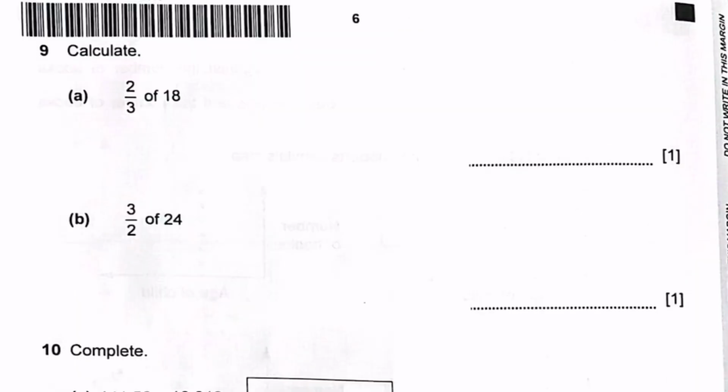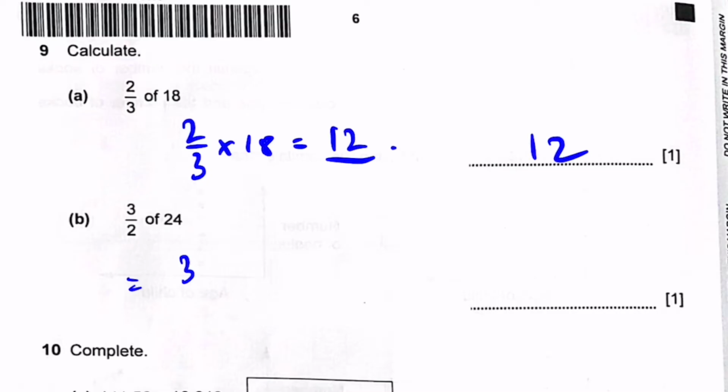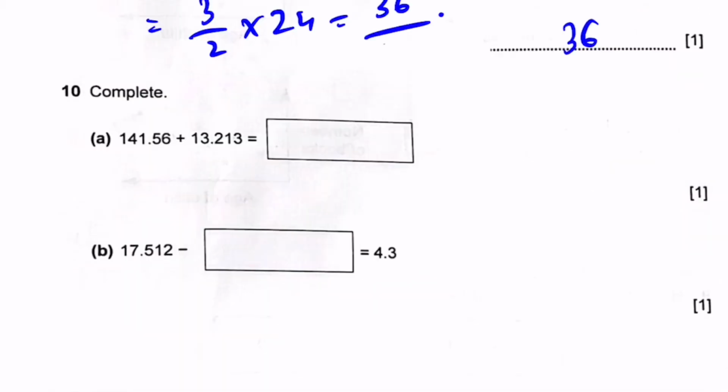Let's go to question 9. Calculate 2 by 3 of 18. That will be 2 by 3 times 18, which is equal to 12. B. 3 by 2 of 24. That will be equal to 3 by 2 times 24, which is equal to 36 if we did it correctly. That's the answer.